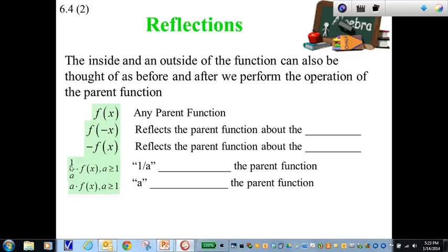1/a, where a is greater than or equal to 1, times f of x. 1/a is going to blank the parent function. A times f of x, as long as a is greater than 1, a will blank the parent function. So I want you to talk about this with your neighbor.